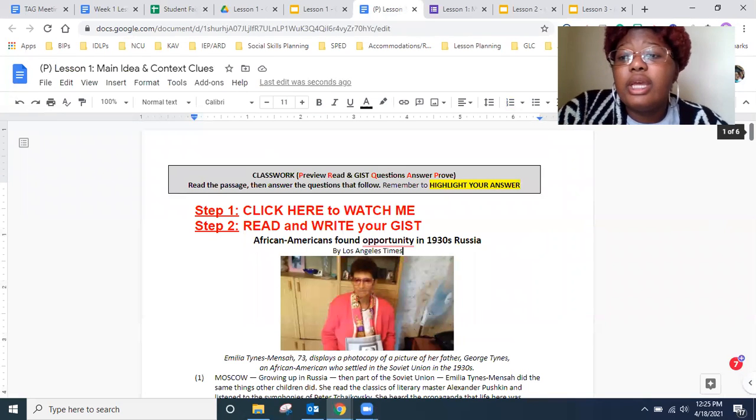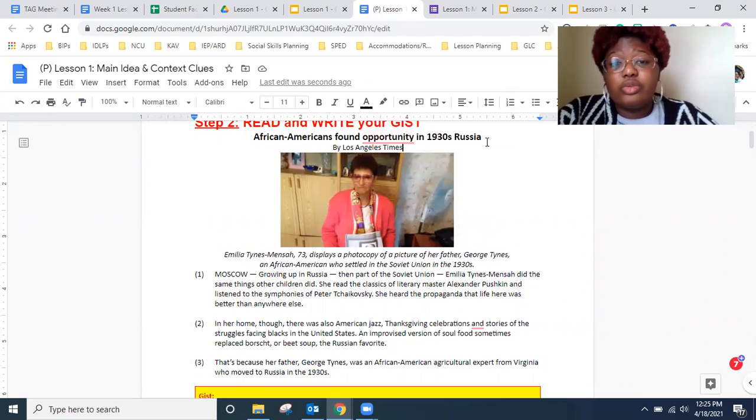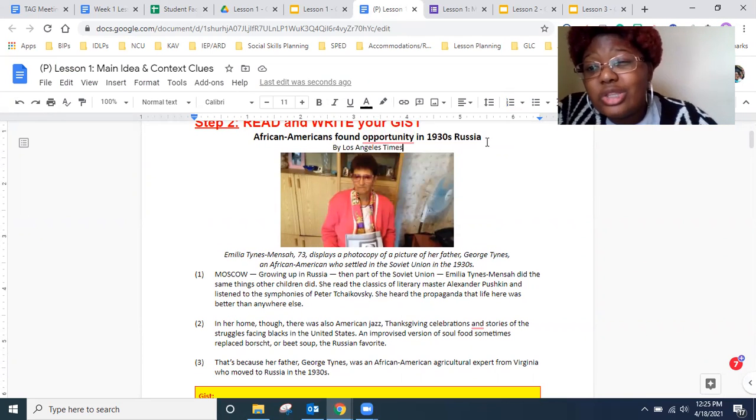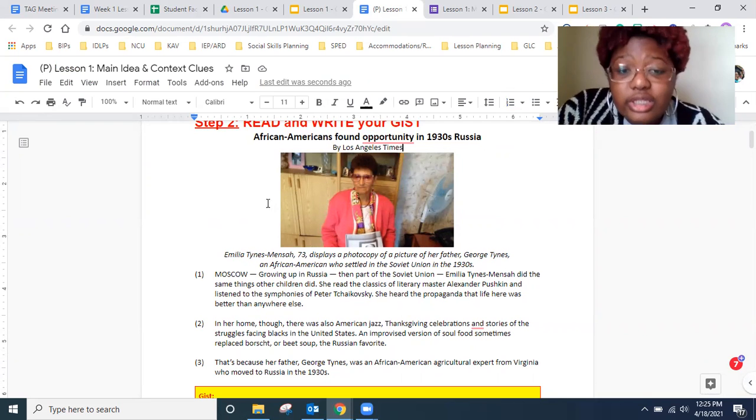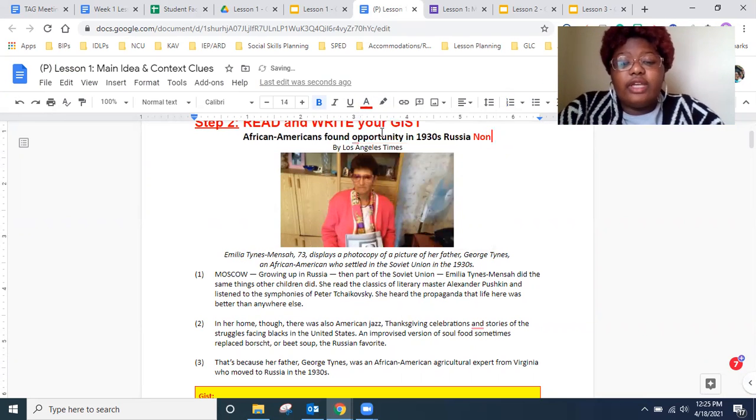I'm going to do my first step. I'm previewing the text. This title says African Americans found opportunity in 1930s Russia. I know we're talking about the 1930s, about African Americans, and about Russia. This is a picture of an actual person, so this is a nonfiction text. I'm going to write right there: this is nonfiction. That helps me know what I'm reading.